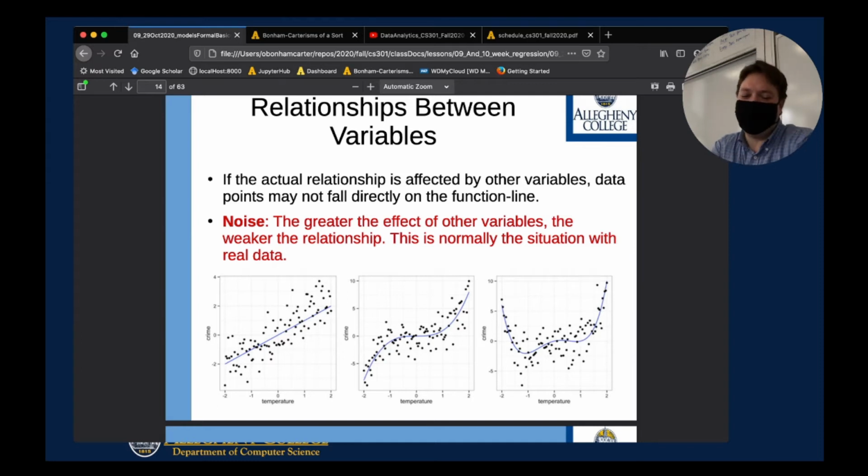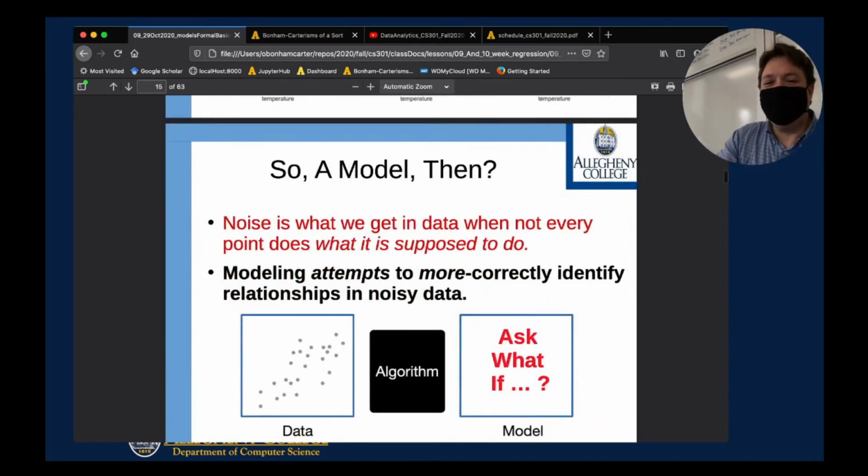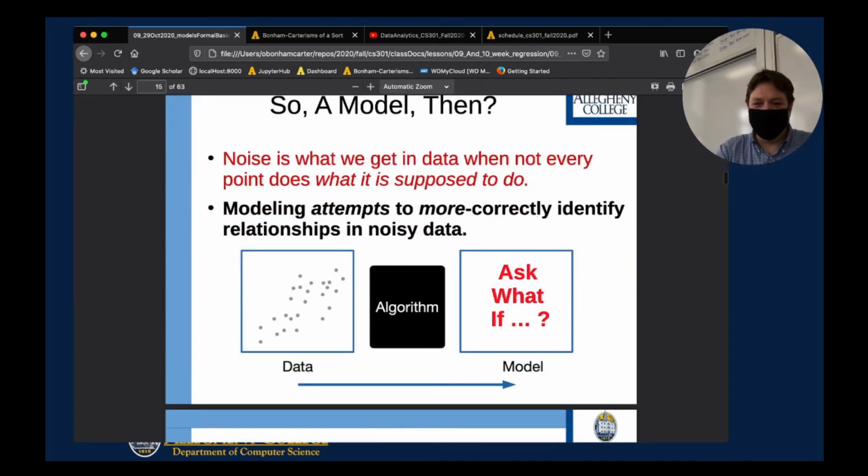Of course, it's never going to be exactly 100% on the nose, because that's just not natural. That's just not how it happens. But we're using these lines to get an idea, to infer. So that's what I mean by the what if questions.